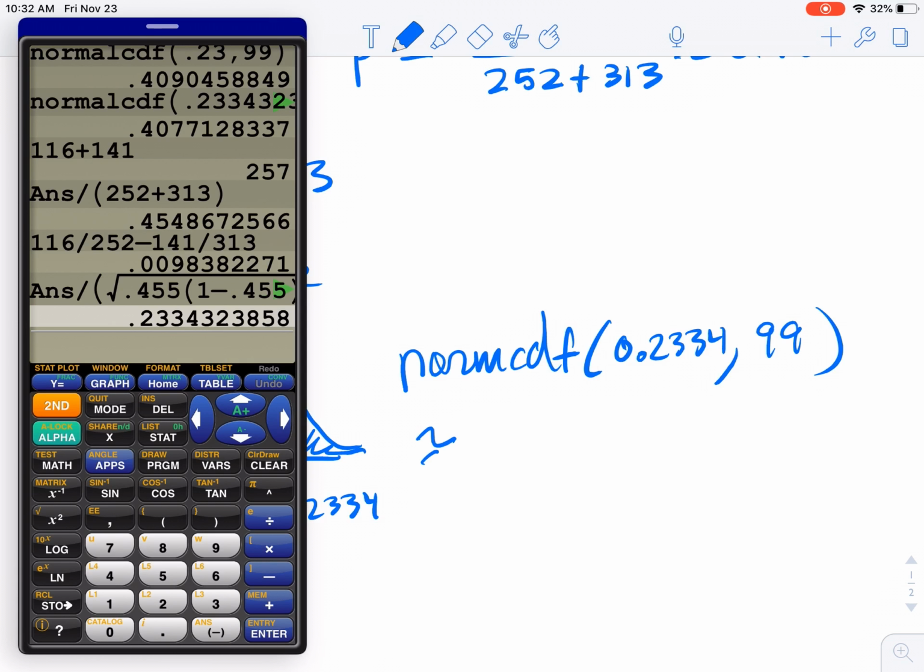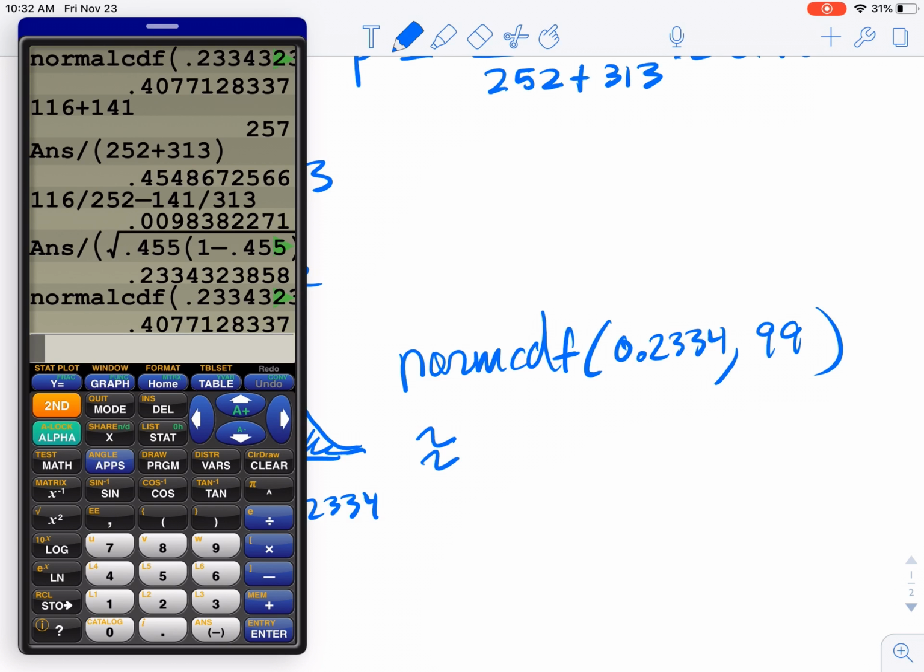So watch how I plug it in now. I'm going to say second distribution, norm CDF, and then I'm going to go to that value, which is right here, press enter, and see how it gives me all of the digits. So comma 99. That's very precise. How many digits is that? 9, 10? I don't know. And then press enter. So we get 0.408 if you round it. That was using more digits.